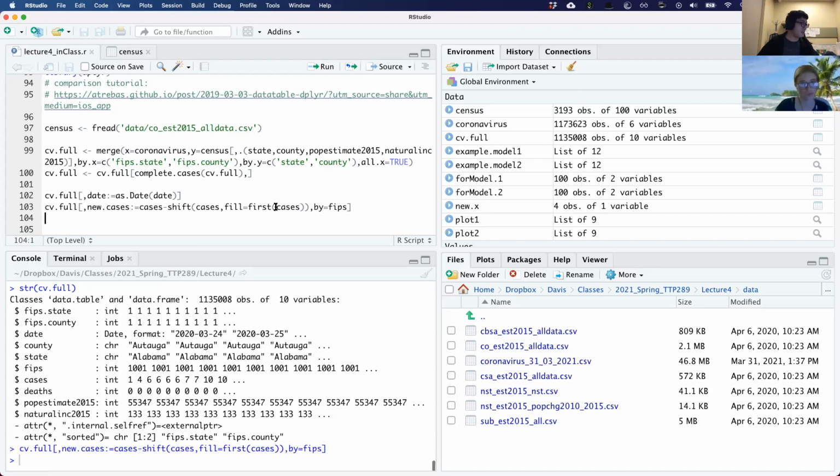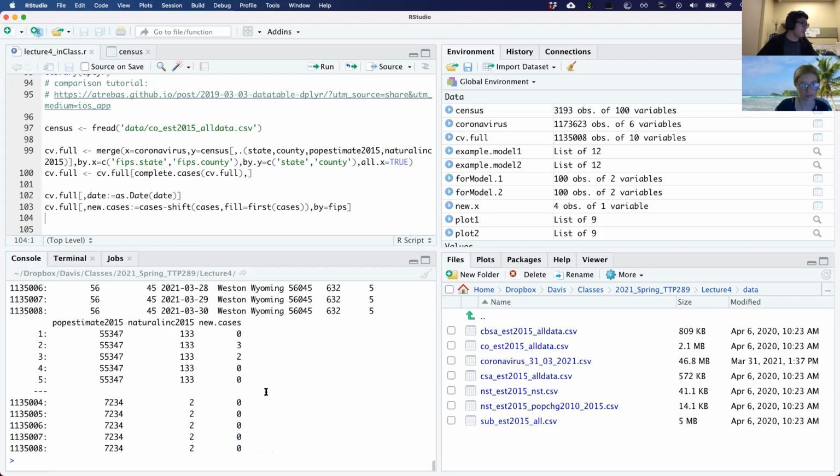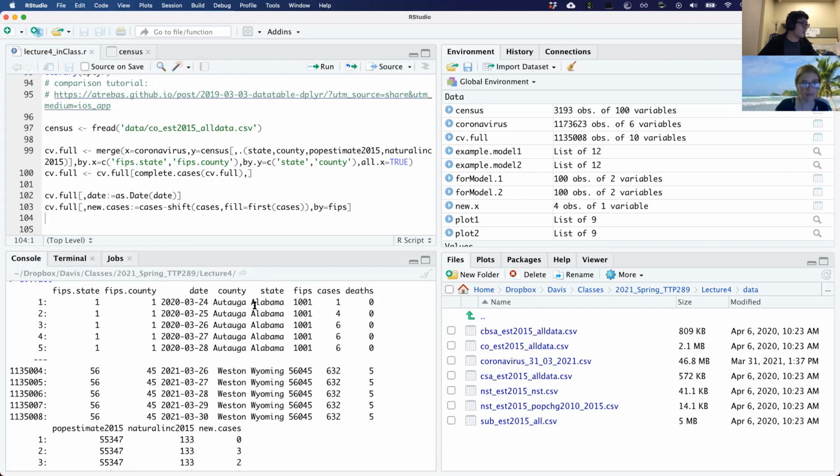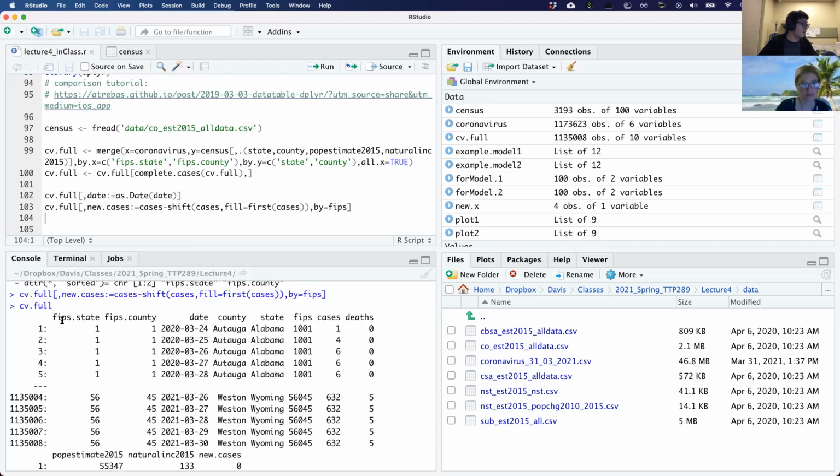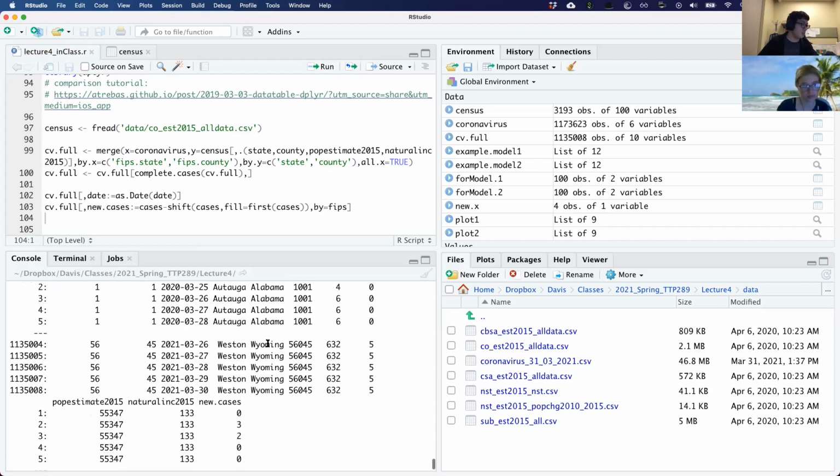Okay, and so I'll run this. And so now I can see, for example, the new cases every day as I move on through time in each location.